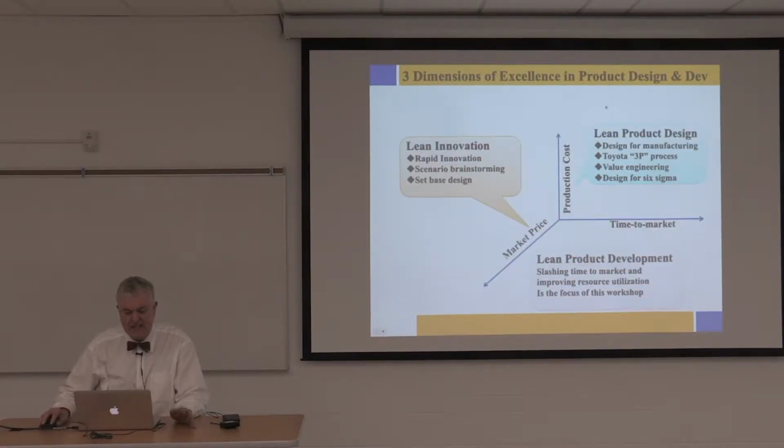So there are three dimensions in product design and development. There's the production cost, so you've got to design your product for the lowest production cost. It's often called design for manufacturability. Also for the aftermarket, design for maintainability and sustainability.